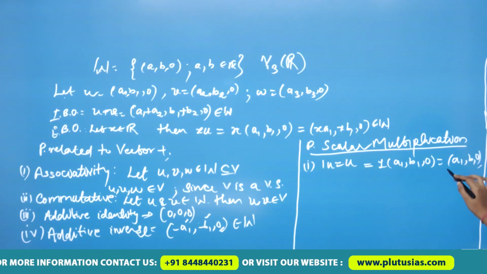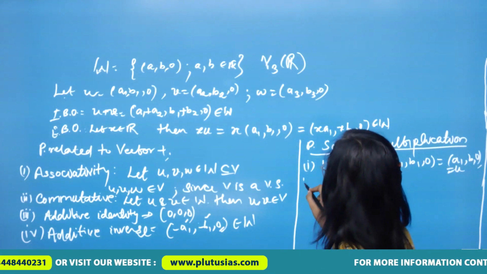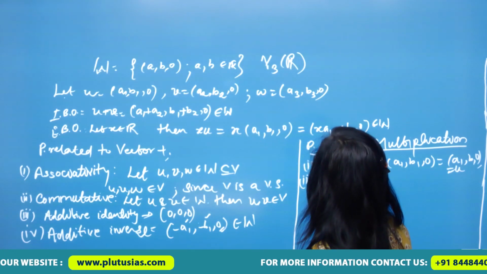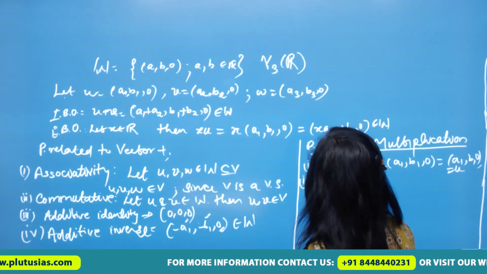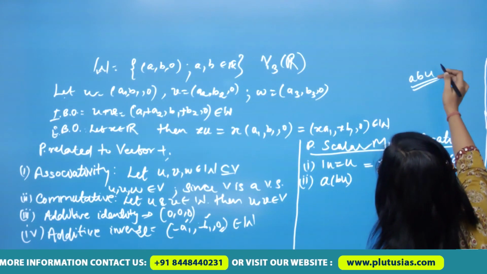This is 0 and this is nothing but u. So we have proved the first. Second, we need to prove a b into u, and this should turn out to be equal to a b u. We need to prove this.